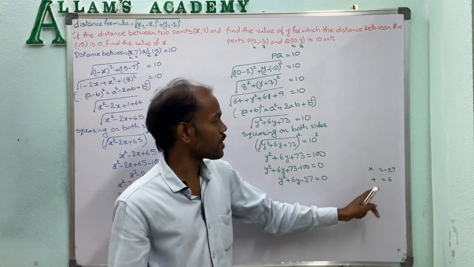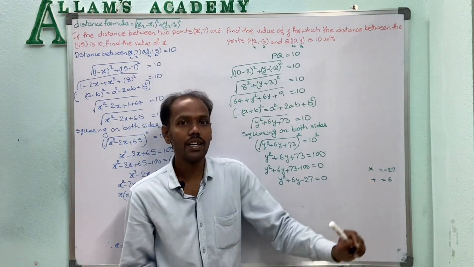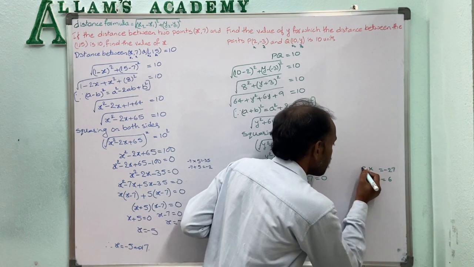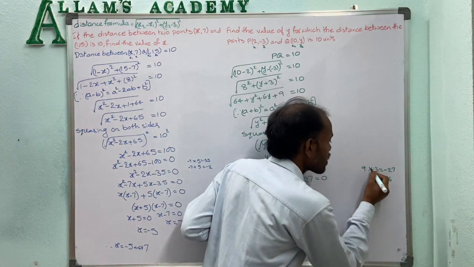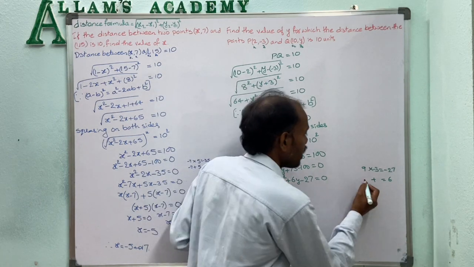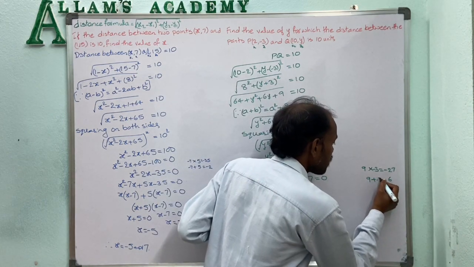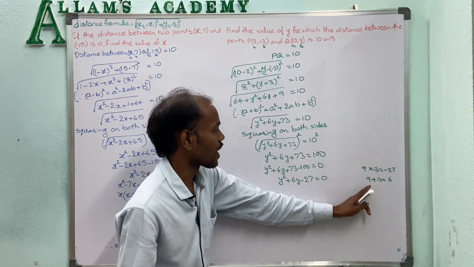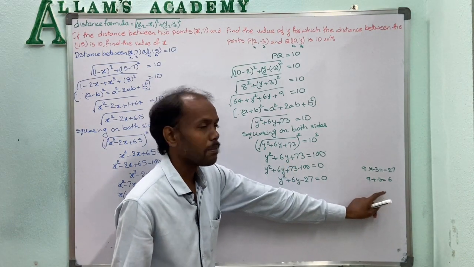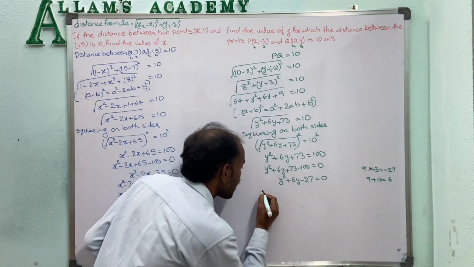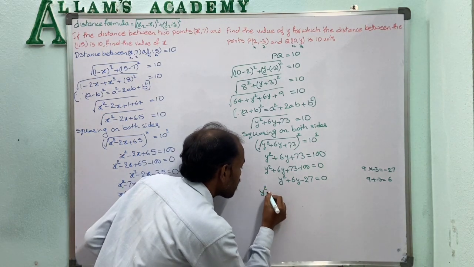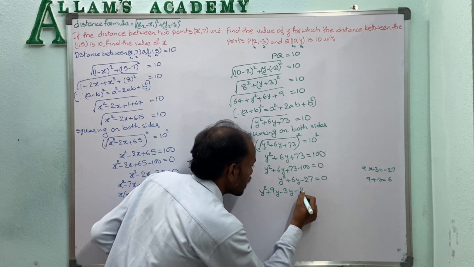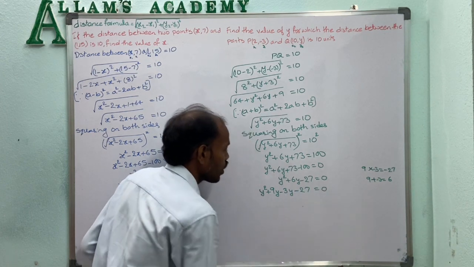So which two numbers have product minus 27 and sum plus 6? They are nothing but 9 and minus 3. 9 into minus 3 is equal to minus 27. 9 minus 3 is equal to plus 6. So now in place of plus 6y, we will write plus 9y minus 3y. So now we write y square plus 9y minus 3y minus 27 is equal to 0.